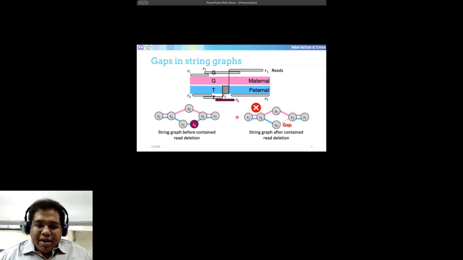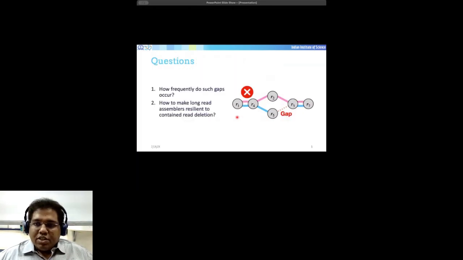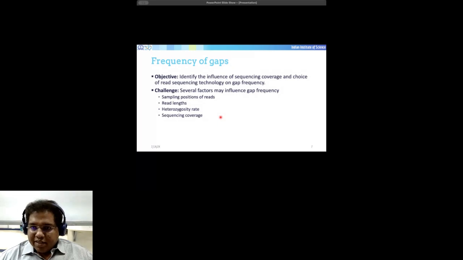We aim to tackle the problem of contained read deletion in this work by answering two key questions. How frequently do we see such gaps? And how do we make long read assemblers resilient to contained read deletion? To answer the first question, let's first set out our objective. We want to analyze the impact of the depth of sequencing coverage and choice of sequencing technology, parameters which we can control, on the likelihood of observing a gap.